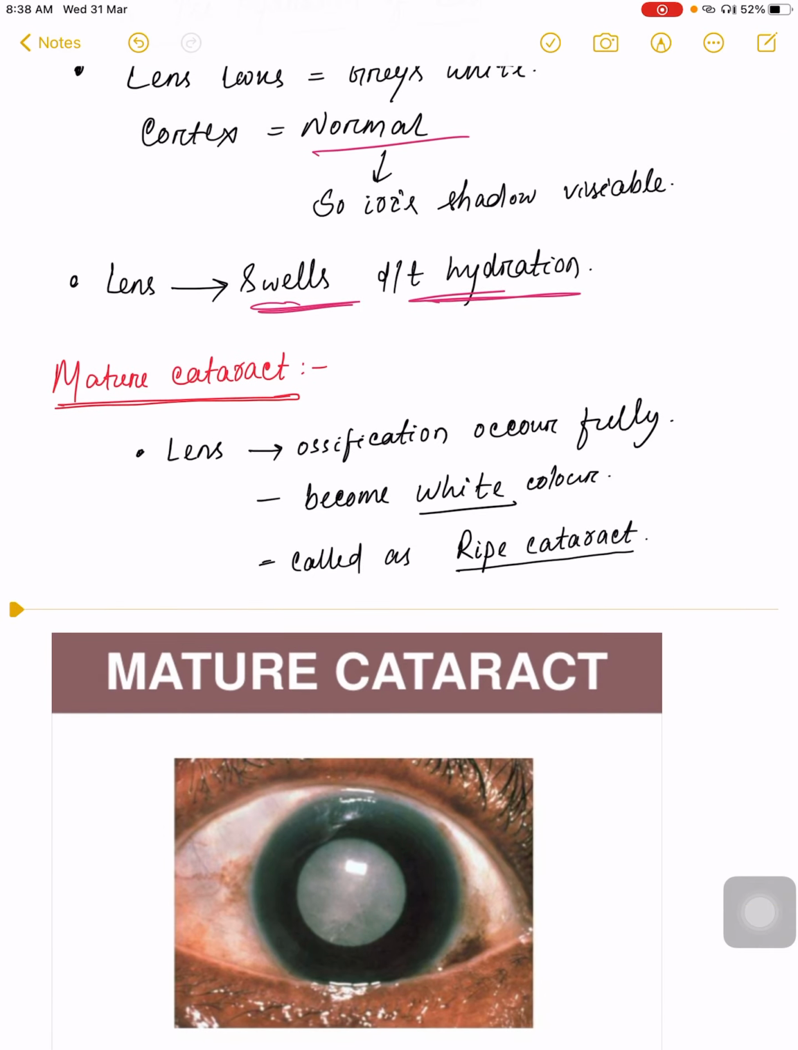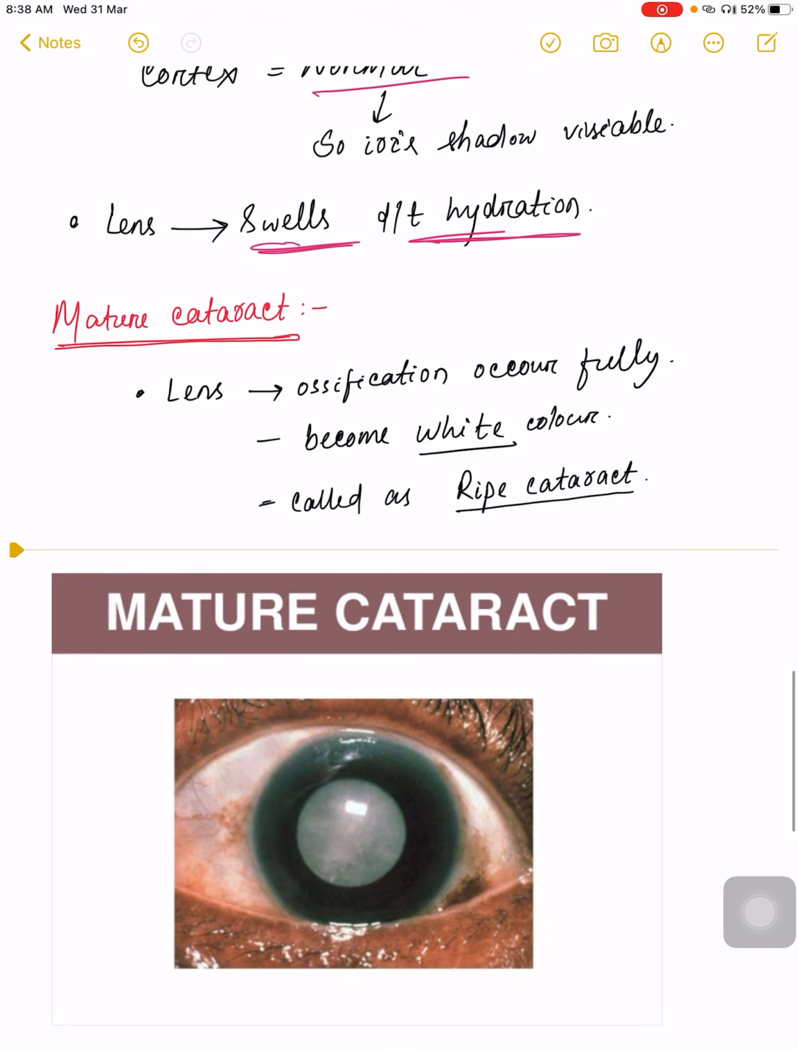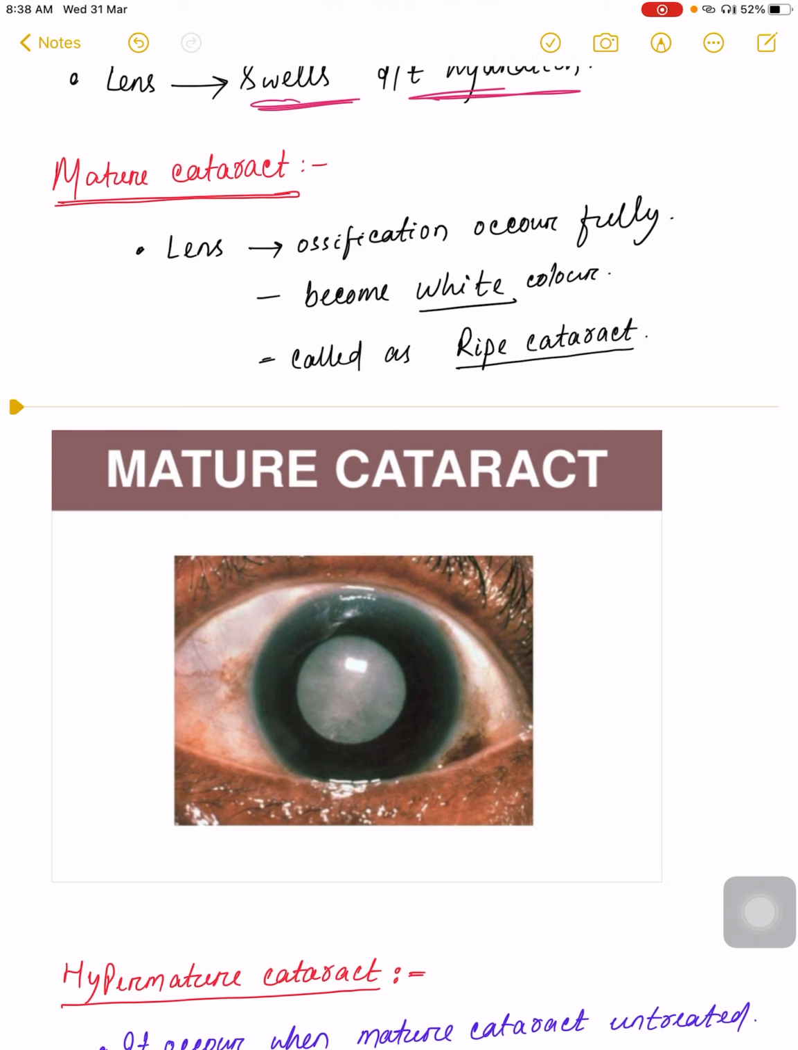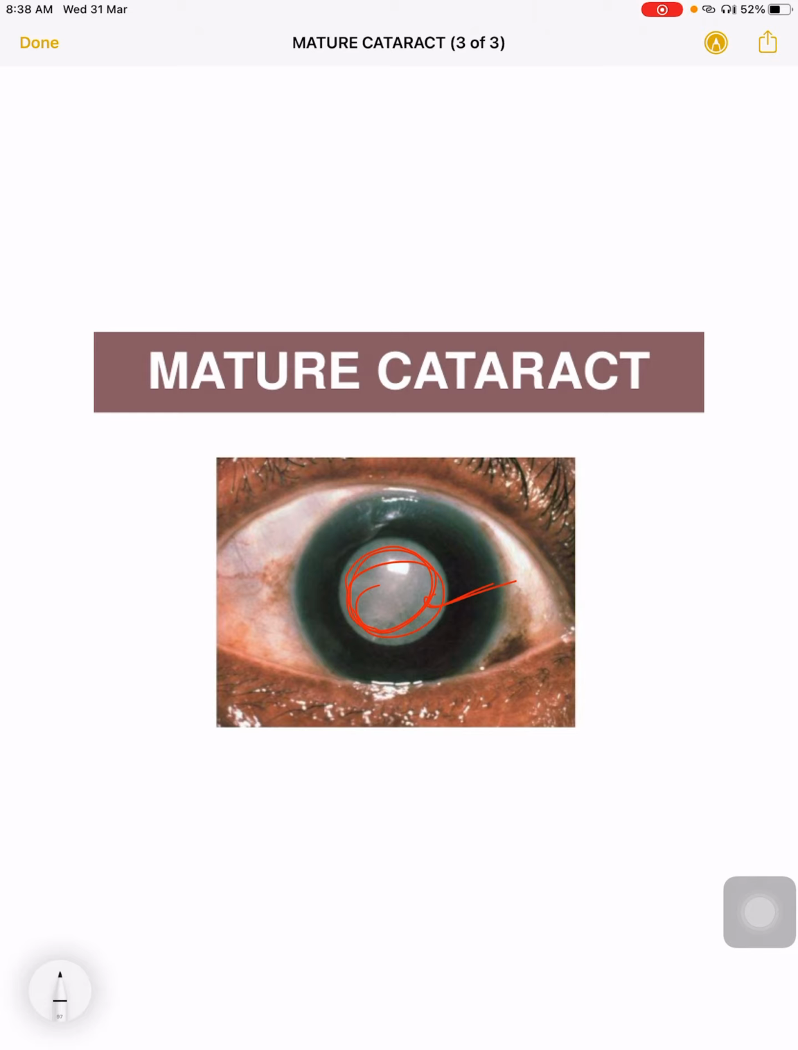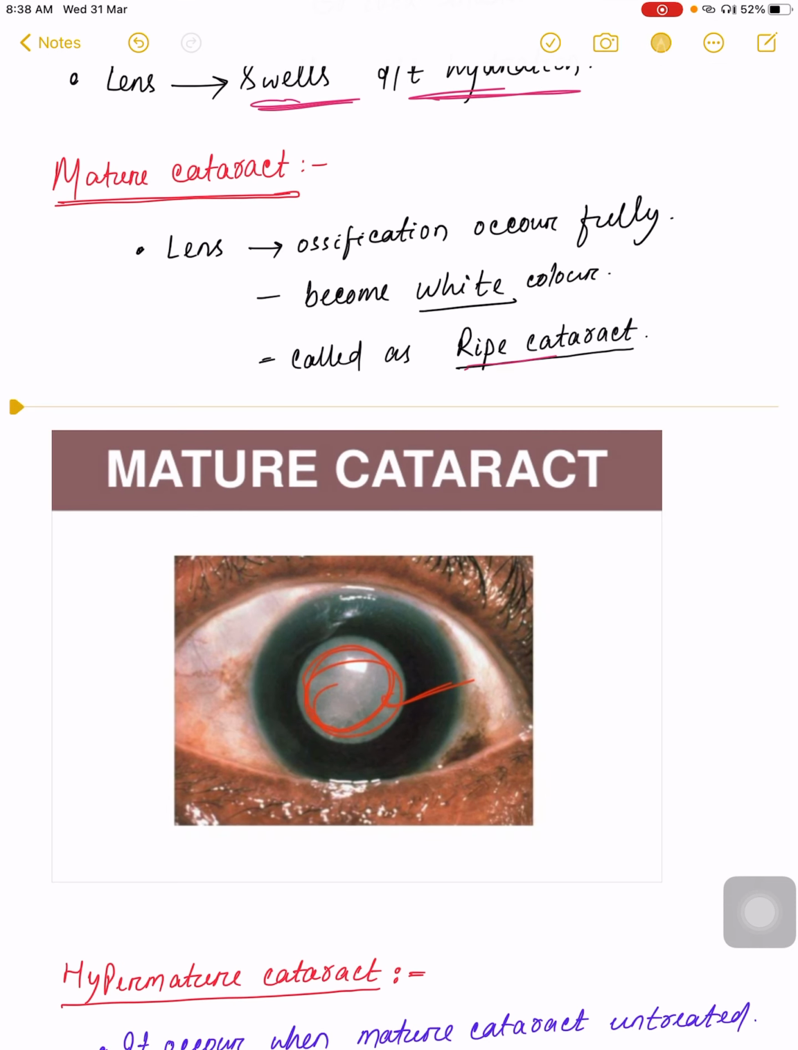And in mature cataract, what happens? The lens opacifies more. Okay, opacification occurs fully, meaning the lens becomes fully white. It affects all the areas. See, the lens becomes fully white in color. It affects the whole of the lens. This is known as ripe cataract. Like when a mango ripens, it becomes fully yellow, right? Or red, whatever it may be. So here it becomes fully white. This is known as ripe cataract.